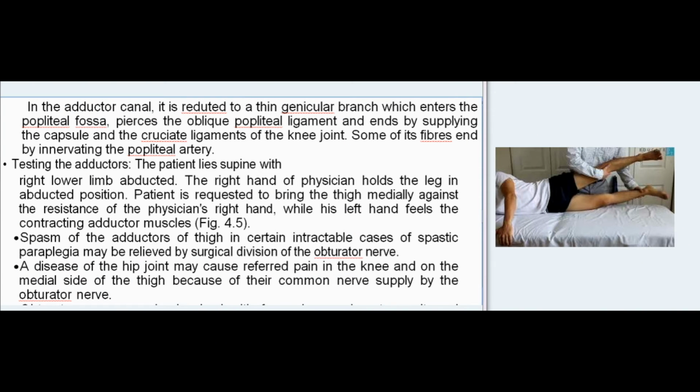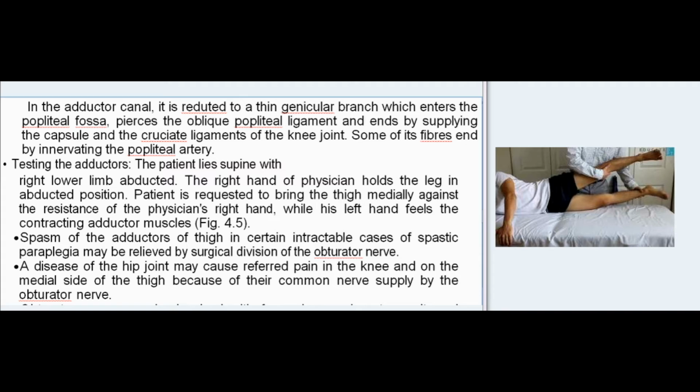In the adductor canal, it is reduced to a thin genicular branch which enters the popliteal fossa, pierces the oblique popliteal ligament and ends by supplying the capsule and the cruciate ligaments of the knee joint. Some of its fibers end by innervating the popliteal artery.